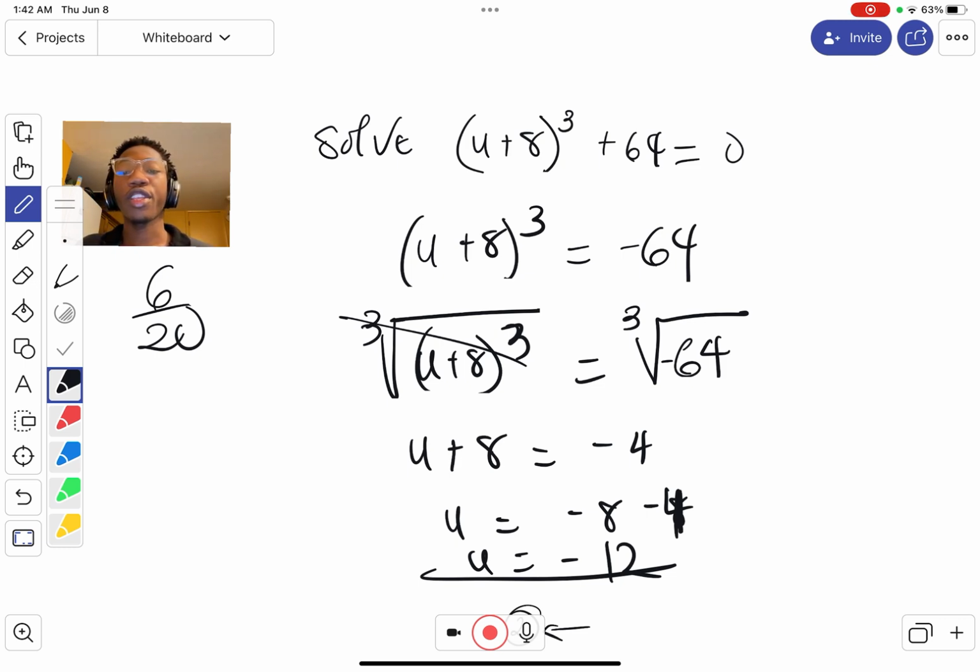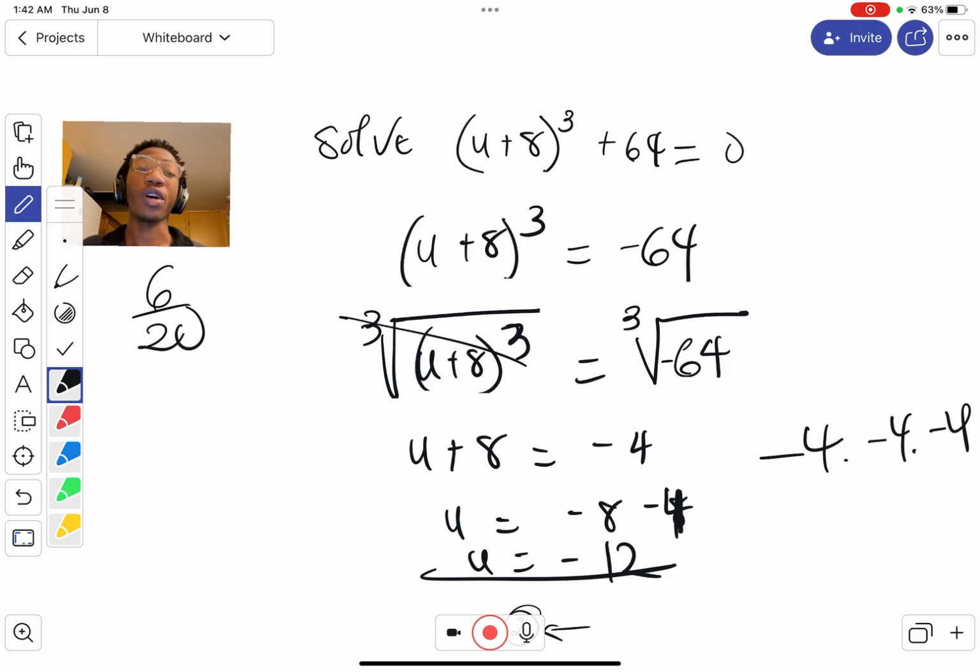So we had the u + 8, but in order to get the number for the cube root of negative 64, we ask ourselves a question. The question is: what number multiplied by itself 3 times will give me negative 64, the radicand? And our answer was negative 4. Even if we do it manually, negative 4 times negative 4 times negative 4 can still be verified.